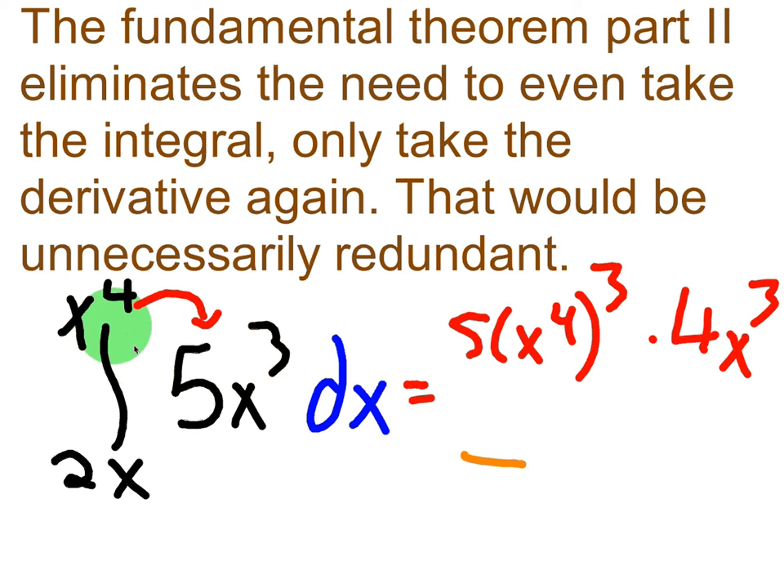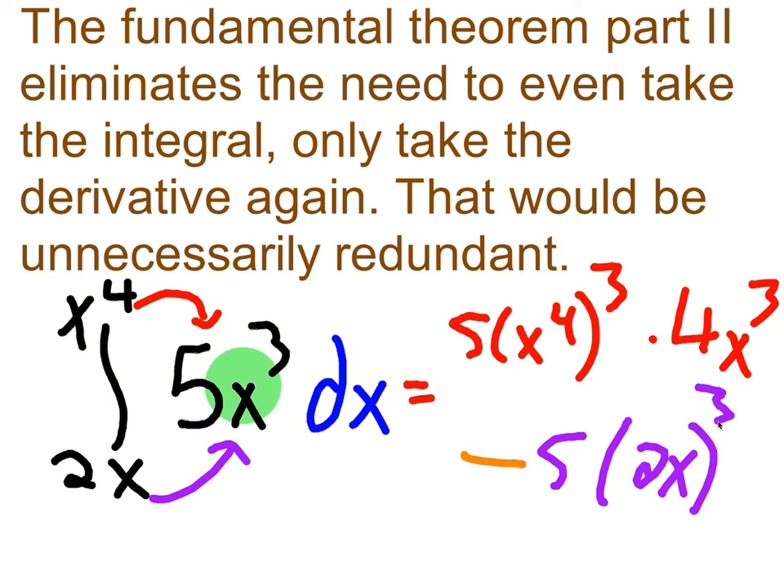Move to the next line. We're going to plug our lower limit into 5x cubed. Let's use purple for that. So minus 5, and we're plugging in 2x for x. Okay, and then we're just going to multiply by the derivative of what we just plugged in, and the derivative of 2x is 2, and that's it. And then from there, you would just simplify this, and that's the fundamental theorem part 2.